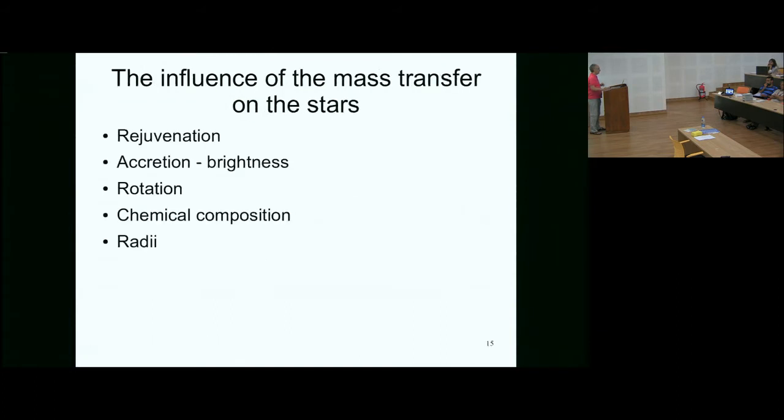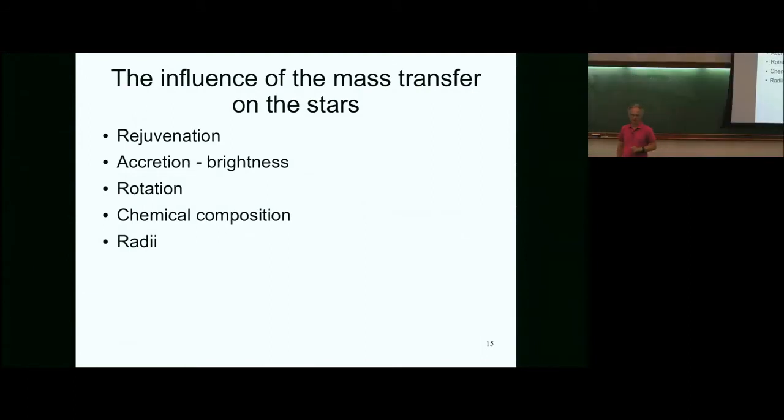So now, when we start transferring mass from one star to another, we need to consider the influence of the mass transfer on the stars. What happens when we transfer some mass onto the stars is that there are several things. The first thing that I find kind of funny is the so-called rejuvenation, because when you have a star on the main sequence with some age and you transfer a significant amount of mass onto the star, then it becomes a star with the evolutionary age that corresponds to its initial state, but a higher mass.